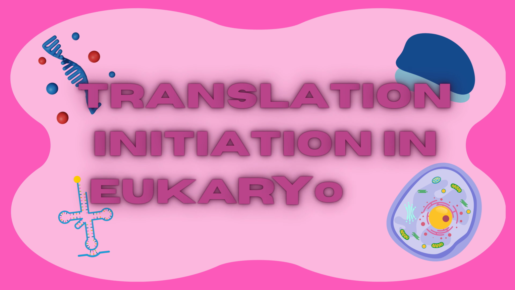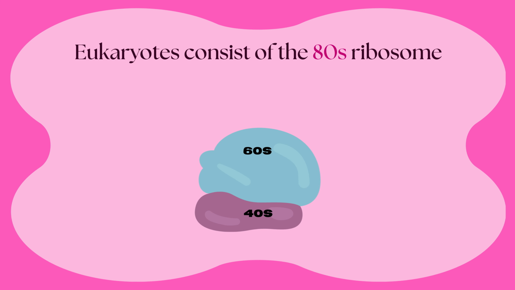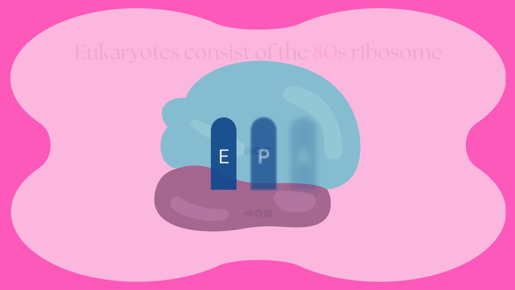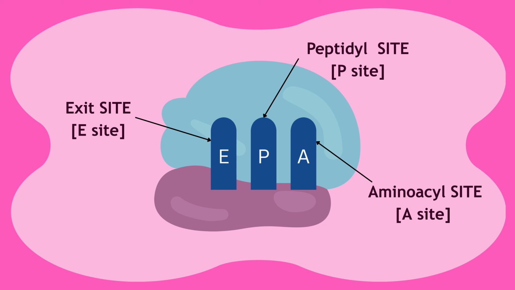Let's learn about the translation initiation process in the eukaryotes. The eukaryotes consist of the 80S ribosome, which contains the 60S and the 40S subunits. The 80S ribosome has three distinct binding sites for the tRNA. One is the E site, which is also called the exit site, the P site, which is the peptidyl site, and the A site, which is the aminoacyl site.